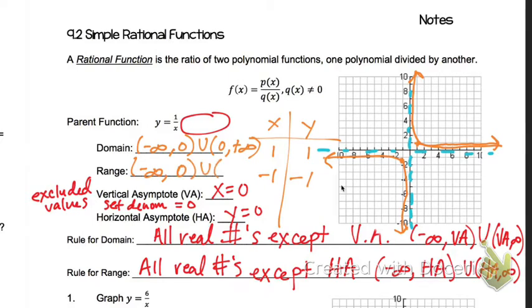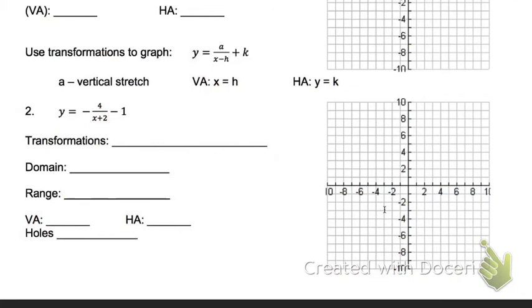Same for range. So the numbers that go here are your vertical and horizontal asymptotes. So there are two types of rational functions we're going to learn how to graph in 9.2 and 9.3.